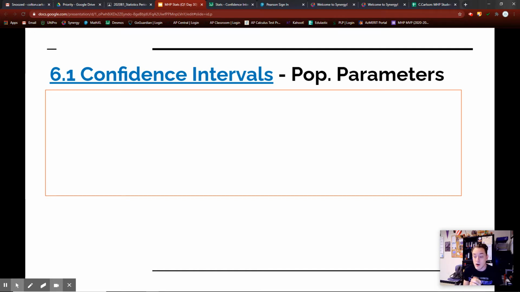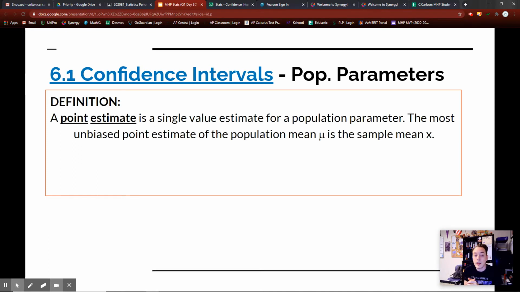It means we start, first of all, with defining what the population is, and we can actually use what we call a point estimate to estimate the population parameter. So the point estimate is a single value estimate for a population parameter. It is the most unbiased estimate of the population parameter. And specifically, what we say is the most unbiased point estimate of the population mean is what we call the sample mean. So the sample mean is really the most unbiased point estimate of the population.